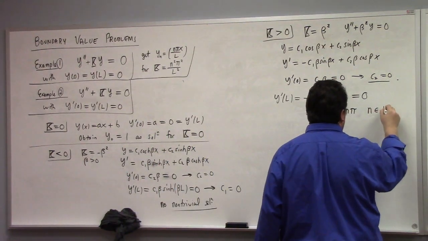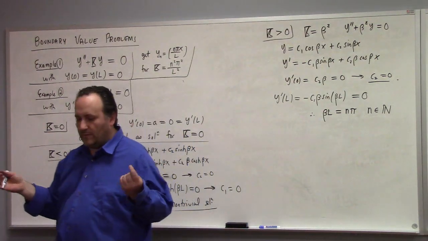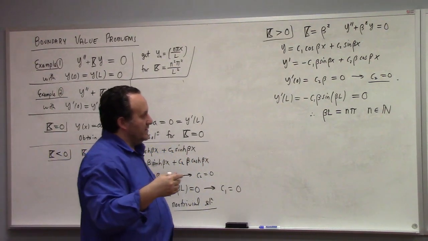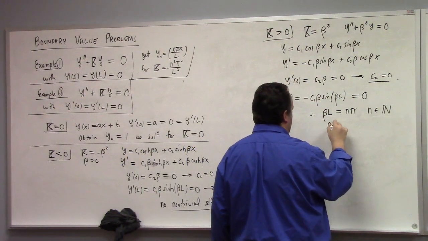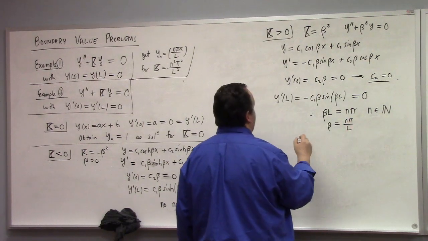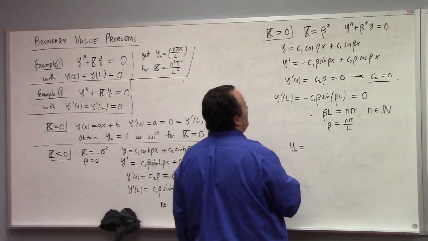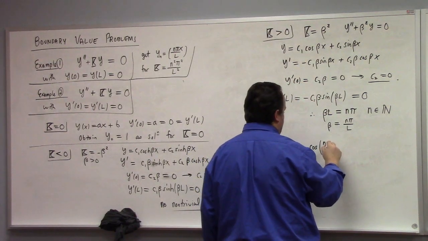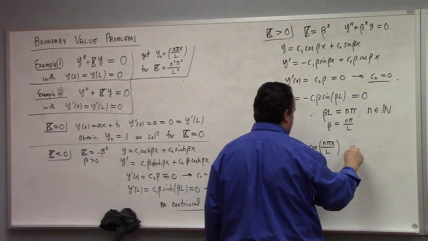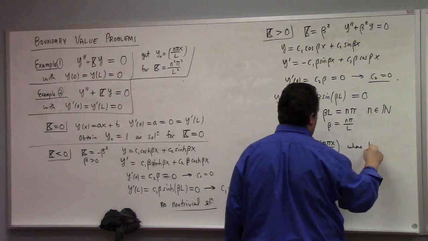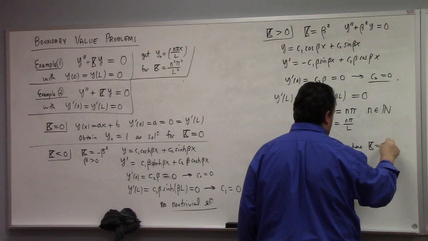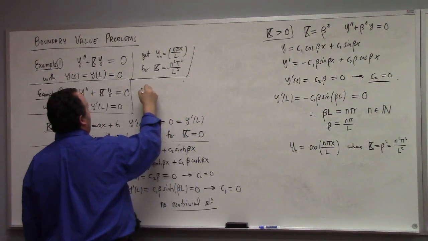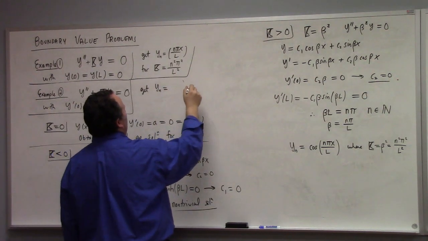And again, we're going to assume n is a natural number without loss of generality, because to assume otherwise is to throw in solutions which are negations of other ones. But anyway, beta equal to n pi over L again. And we find that our y sub n is, basically, cosine of n pi x over L, all right? And here big K, as I called it, equals beta squared, equals n squared pi squared over L squared. So here's the answer. We get y sub n. Look at this garbage I wrote up here.